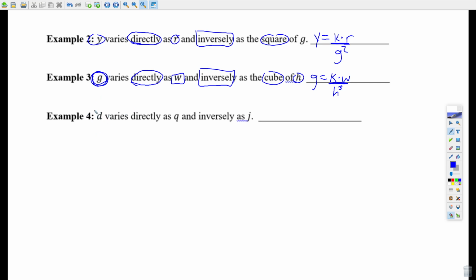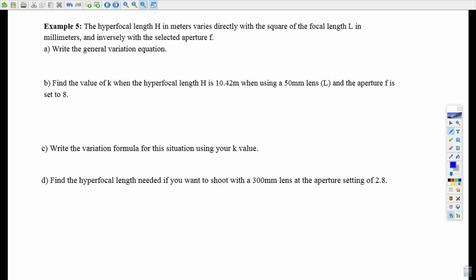Our example 4, D equals K. Really, as soon as you get the first letter, you could just write that down and then write equals K, because you're either going to multiply or you're going to divide. Directly, so multiply by Q, and inversely means divide by J. Again, no powers on either one. So once you get the feel for doing this, then we can move forward with plugging in numbers and finding K and doing everything that we used to do. So we're going to try one, but it's going to be a word problem.